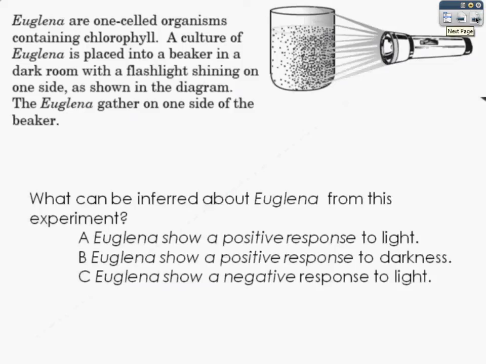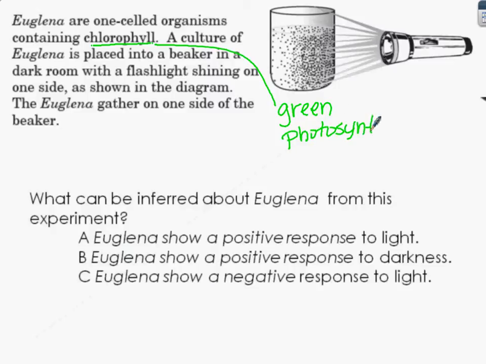Going on to question 6. Okay, I have another diagram. I've said before that EOC loves diagrams, loves mixing up text with illustrations. So let's read through the paragraph and look at the picture. It says euglena, which are one-celled organisms containing chlorophyll. So if they contain chlorophyll, that tells me a couple of things. One, they're green. Two, they're photosynthetic. If you're photosynthetic, that means a couple of things.